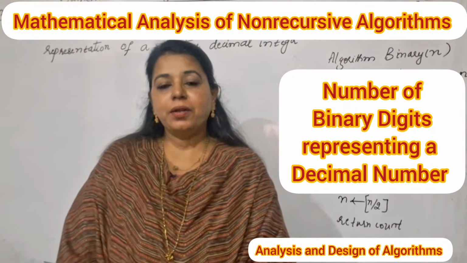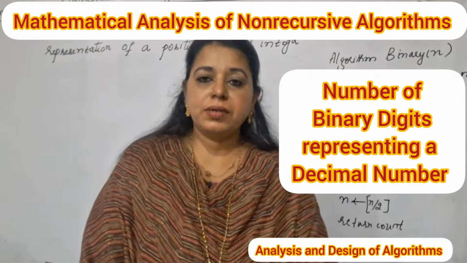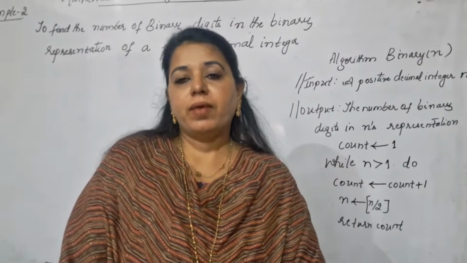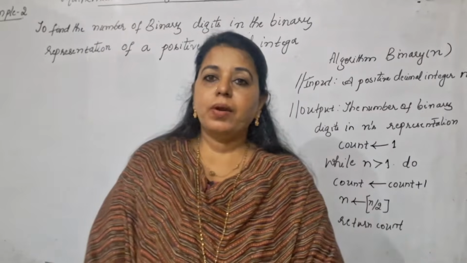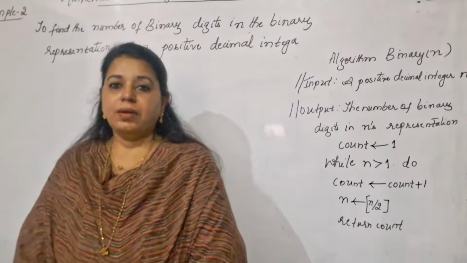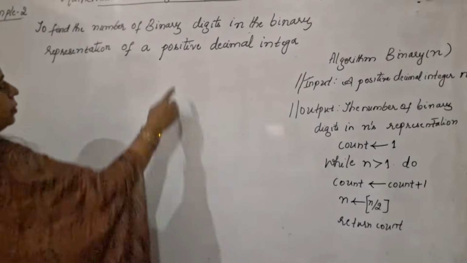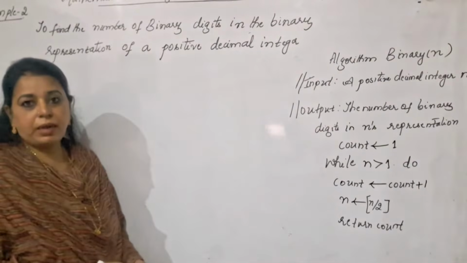In this session I shall continue with the mathematical analysis for non-recursive algorithms. As a first example, we had seen one example to determine whether all the elements in an array are distinct. So one more example also we shall see on this non-recursive analysis. The problem here is to find the number of binary digits in the binary representation of a positive decimal integer.